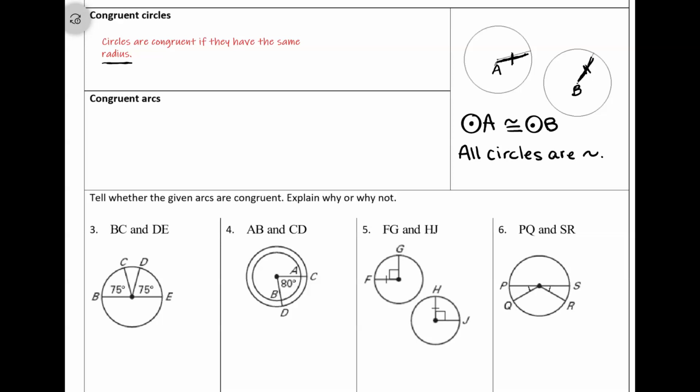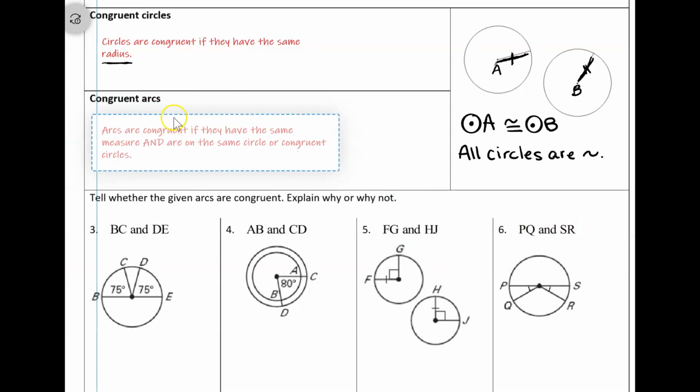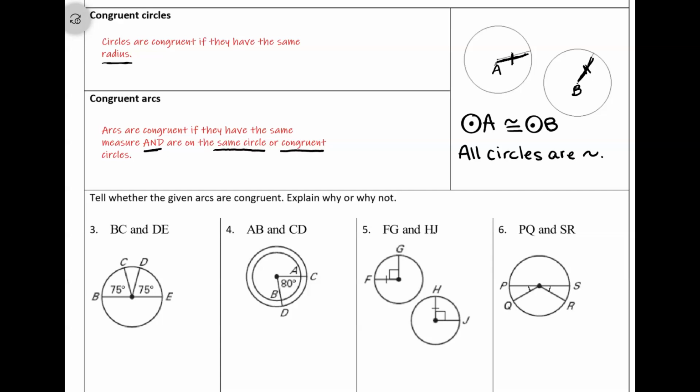Now, the next thing we need to examine is exactly what is a congruent arc. Congruent arcs are going to have the same measure, and there's a key word there, and are on the same circle or congruent circles. Sometimes this can be a little bit confusing to students, so I want to give you a lot of options and make you aware of what the same circle and congruent circles means when it talks about congruent arcs.